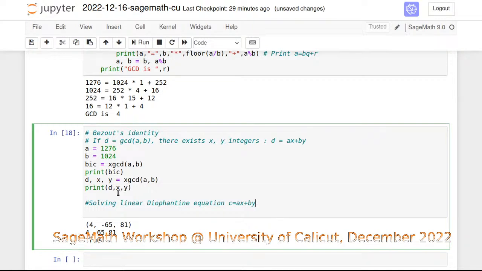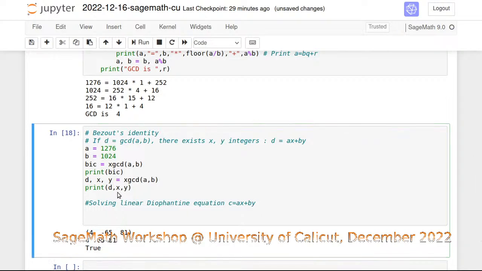That's the very first thing that we have to check. For example, suppose that we take... the GCD here is 4. So let us take C to be equal to 20, for example. So we now know what exactly we are supposed to do, because if we take C to be equal to 20, we already have 4 is equal to minus 65 into 1276 plus 81 into 1024.